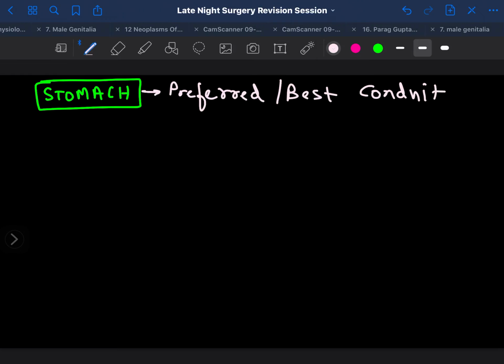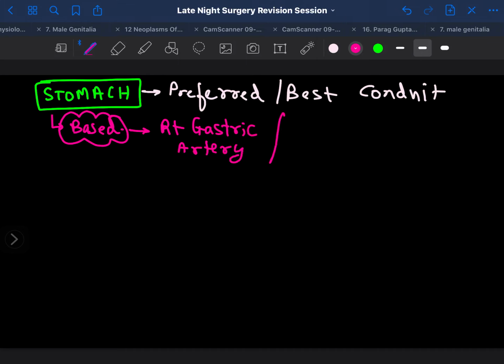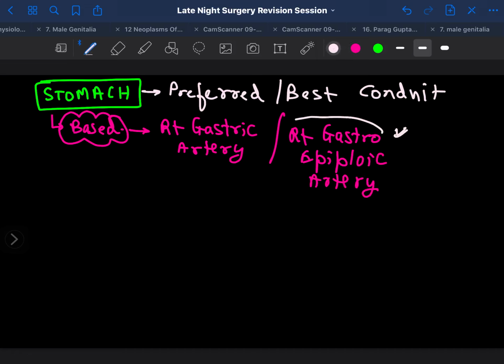Now what you need to understand about this preferred conduit, the best conduit, is what it is based on. The arterial supply for the stomach is either the right gastric artery or the right gastroepiploic artery. If both are given in the options, you can go in for the right gastroepiploic artery. That is the preferred conduit which we use for this, okay.